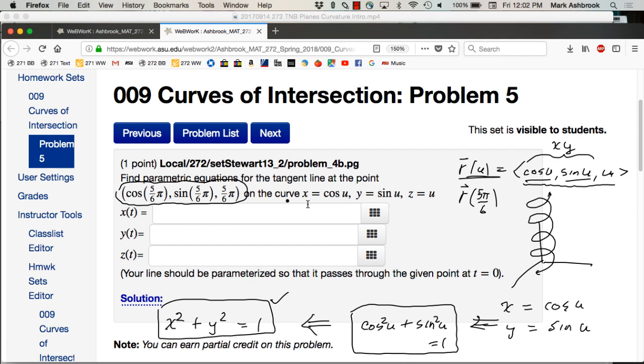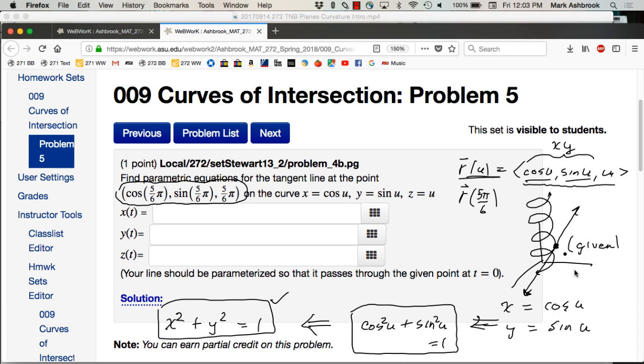All right, so now we need to get the equation of the tangent line at 5 pi over 6. Let's just say that's right here. It's not, but I'll draw it that way for the drawing's sake. And so there's some tangent line to the curve, and what do we need to get that? A point. Do we have the point? Yeah, that's given. And now we need a direction vector. So how are we going to get the direction vector of this line if the line is tangent to the curve?